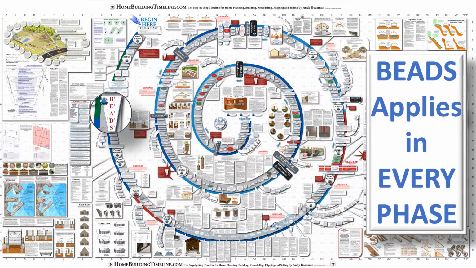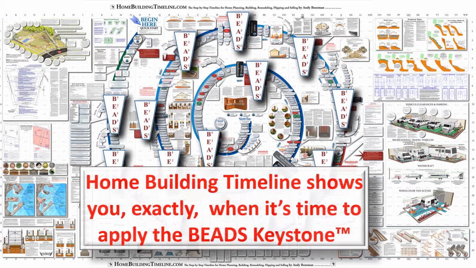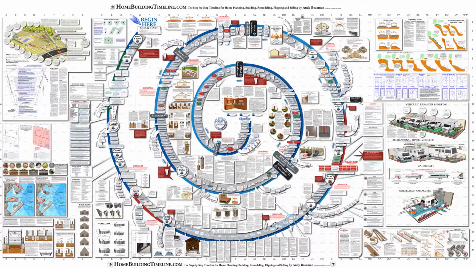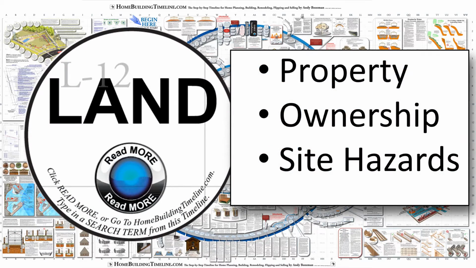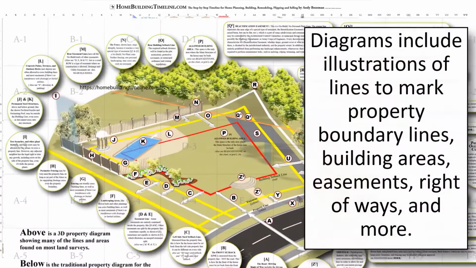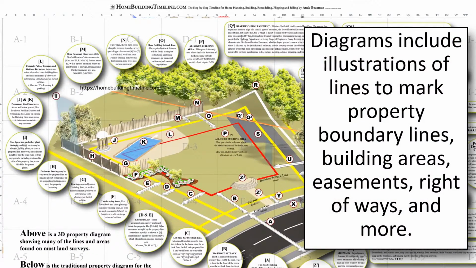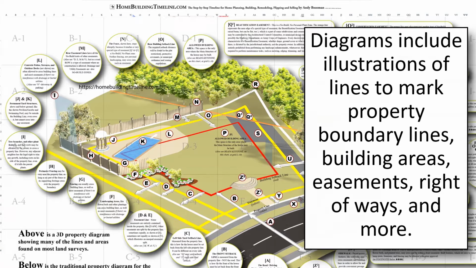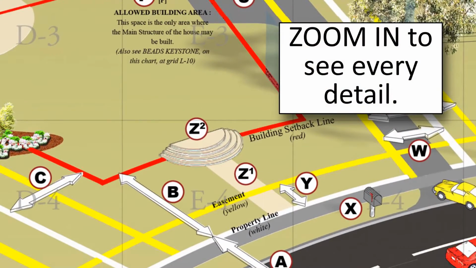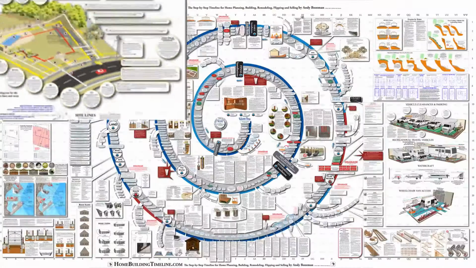Beads applies in every phase. Home Building Timeline shows you exactly when it's time to apply the Beads Keystone. The section for land deals with property, ownership, and site hazards. Diagrams include illustrations of lines to mark property boundary lines, building areas, easements, right-of-ways, and more. And you can zoom in very close to see every detail.